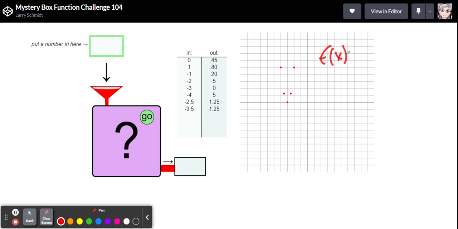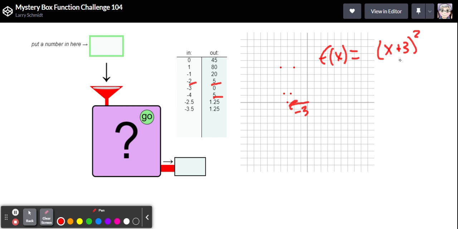So f of x would equal, well, we're going to leave room for a multiplier. It's going to be positive because it's upward opening. And then to go 3 points in a negative direction, you actually add 3 inside the parentheses. So I think we're going to have this parentheses x plus 3 squared. What is our multiplier? So if we put in a -3 here, we'll get 0, and that matches with that one. Let's look at 1 point on either side. So if you put in a -4, you get 5, and if you put in a -2, you get 5.